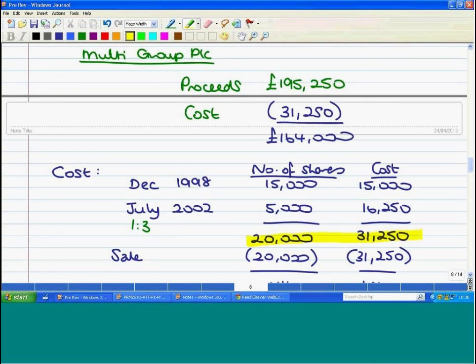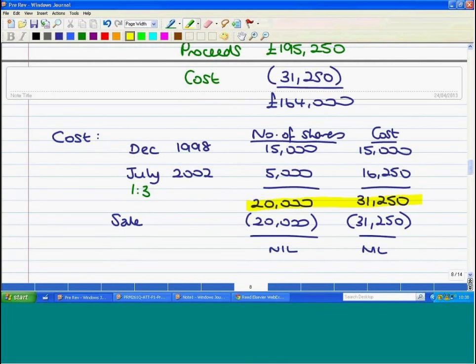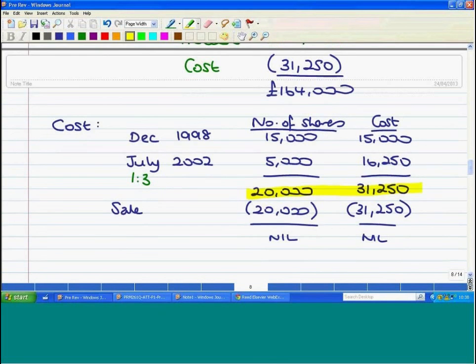The other thing to note is I haven't done anything with indexation allowance because, remember, indexation allowance is not applicable for individuals. It's purely for companies. So we should not be considering it when we're doing paper 1. So my gain there of £164,000 goes back into my pro forma.